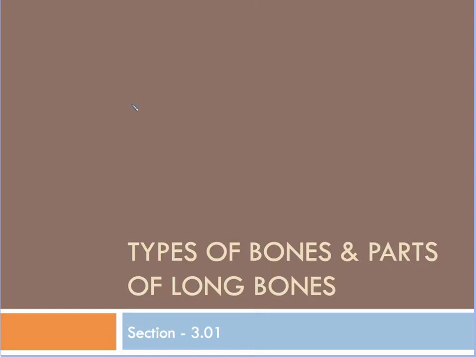Hello, and thank you for joining me today as we begin our discussion on the skeletal system and look at what makes up our skeletal system. So, today we're going to talk about the types of bones. There are 5 different types, and we're going to talk about parts of what are called long bones. So, you'll be able to label the different parts of a long bone.